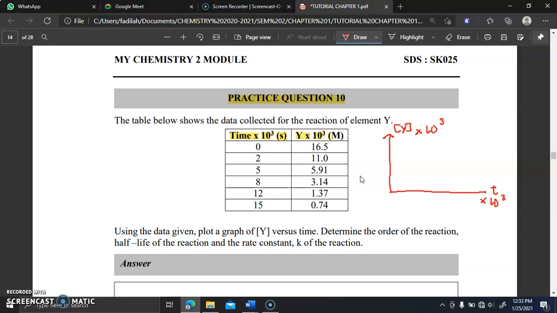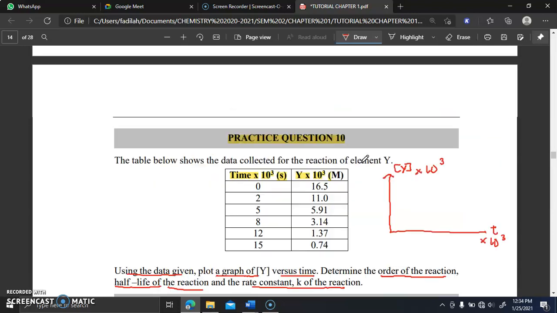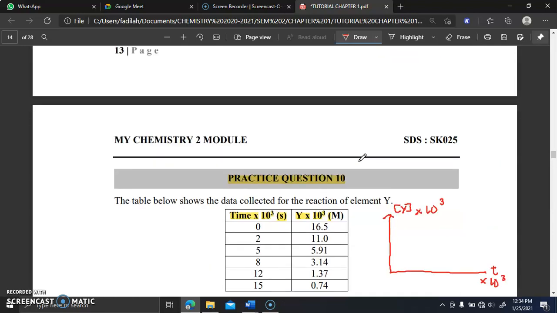Alright, so using the data given, plot concentration Y against time. So from this curve ataupun from the graph that you get, determine order of reaction. And then determine half-life of the reaction as well from the graph, and also calculate the rate constant. So here, practice question 10. Itu sahaja tugasan untuk tutorial hari ini.